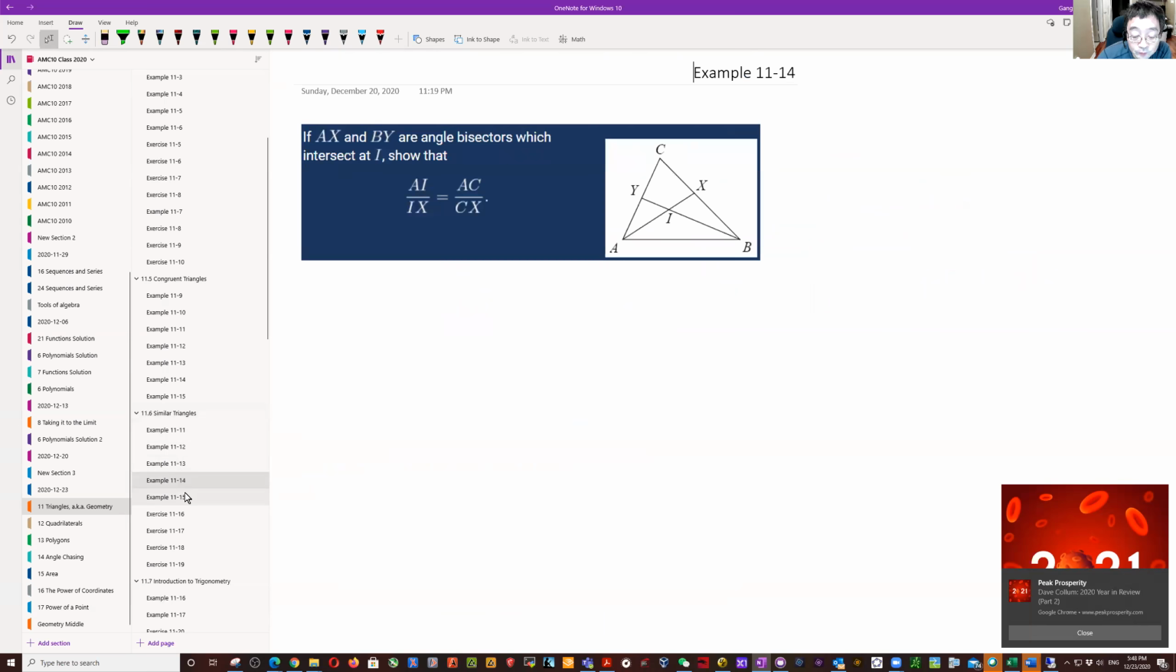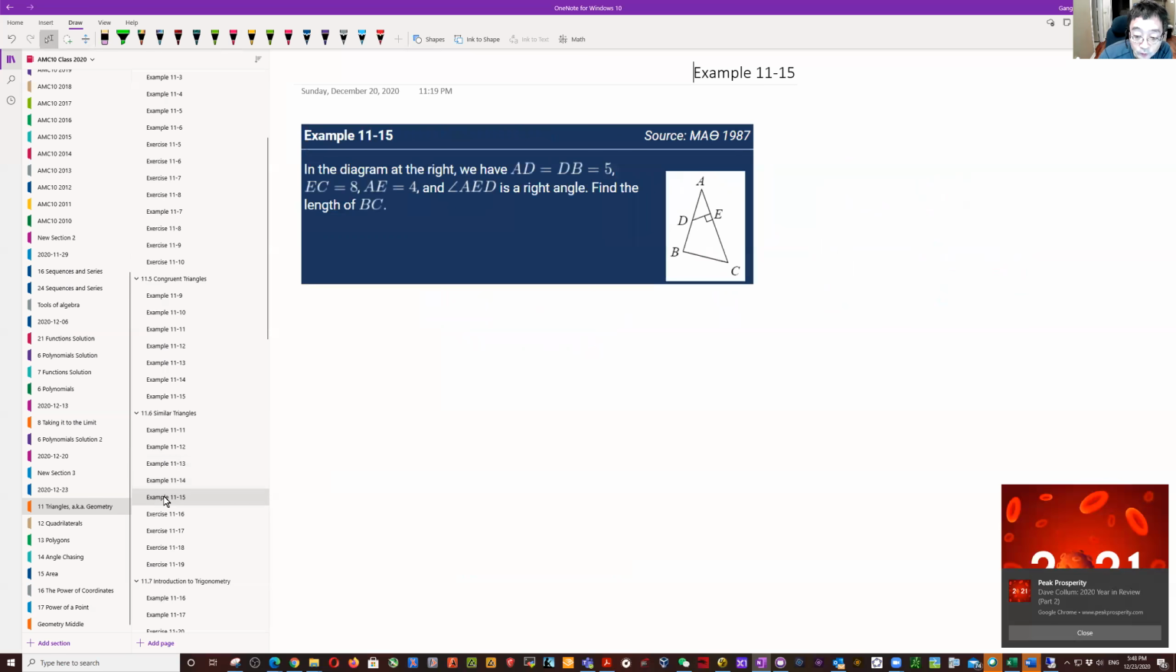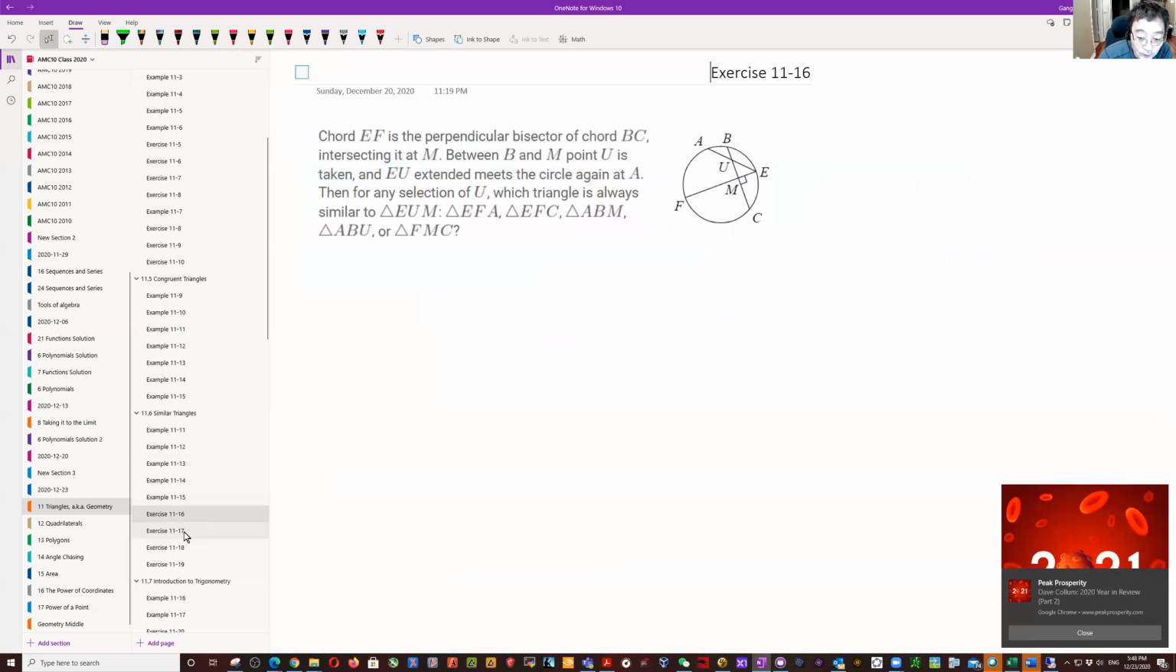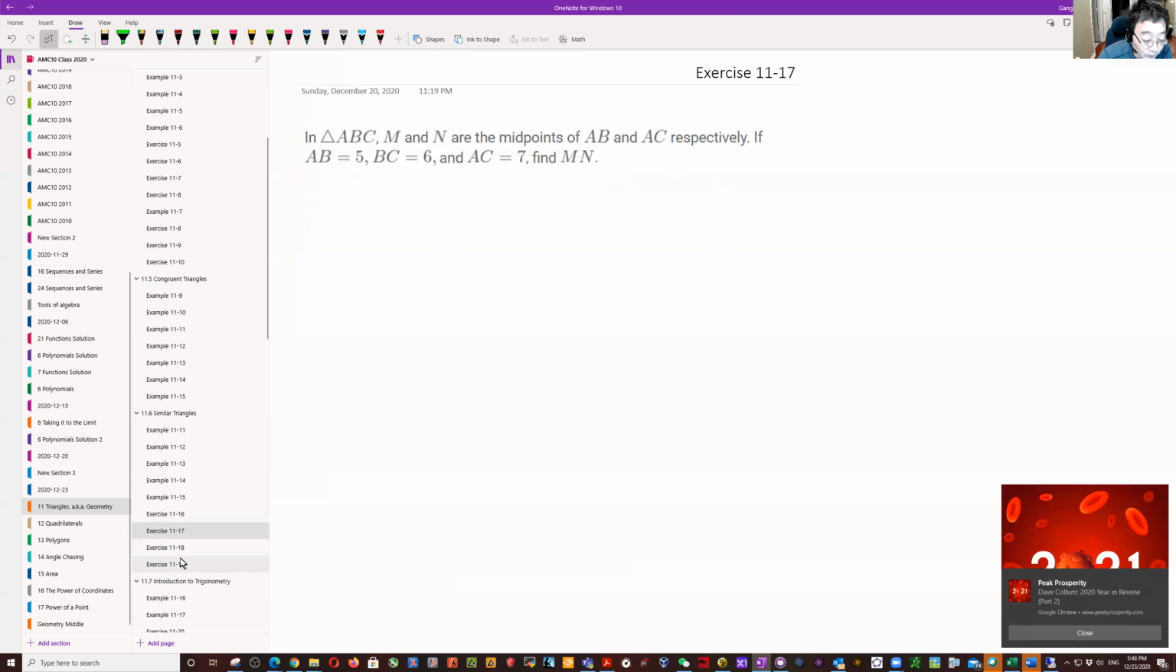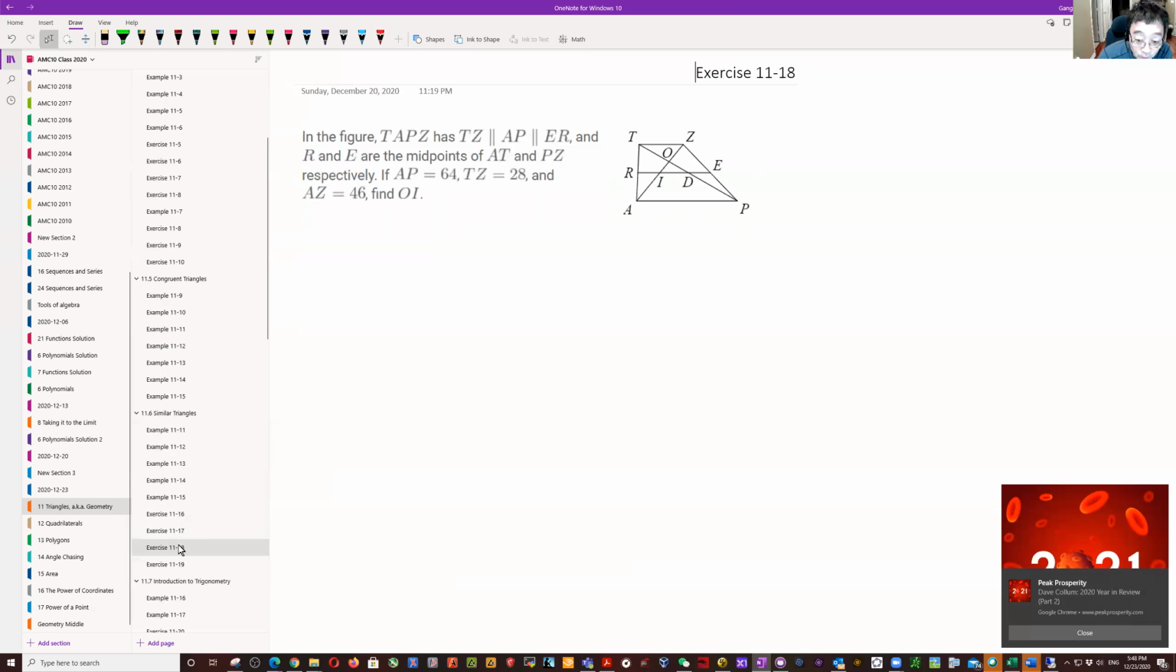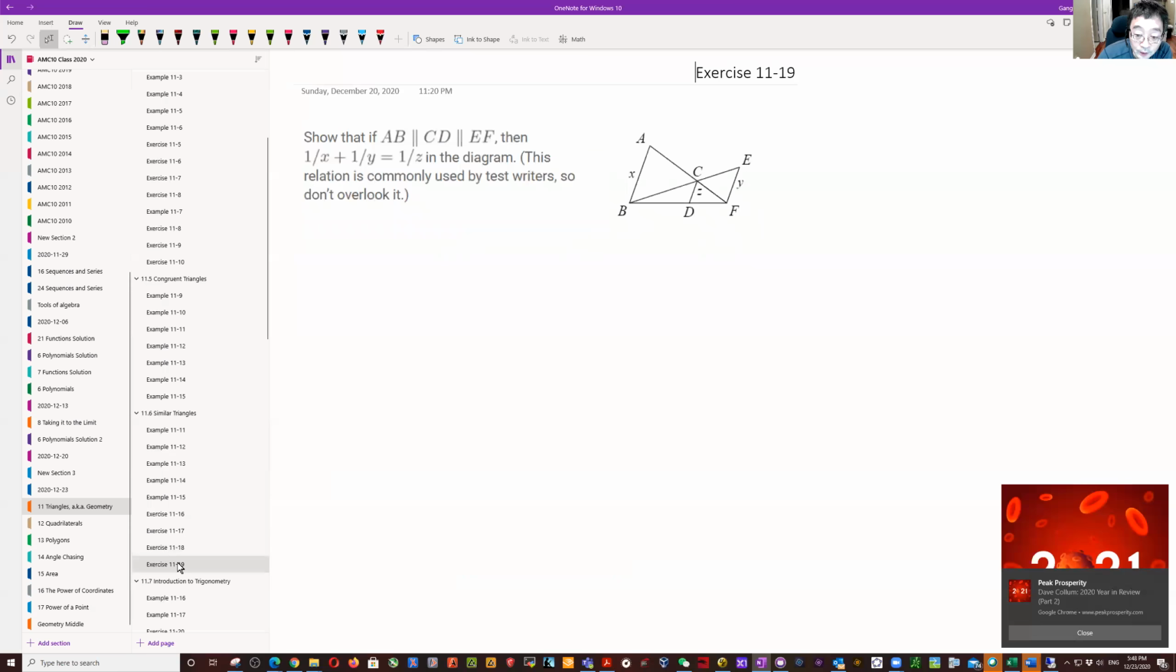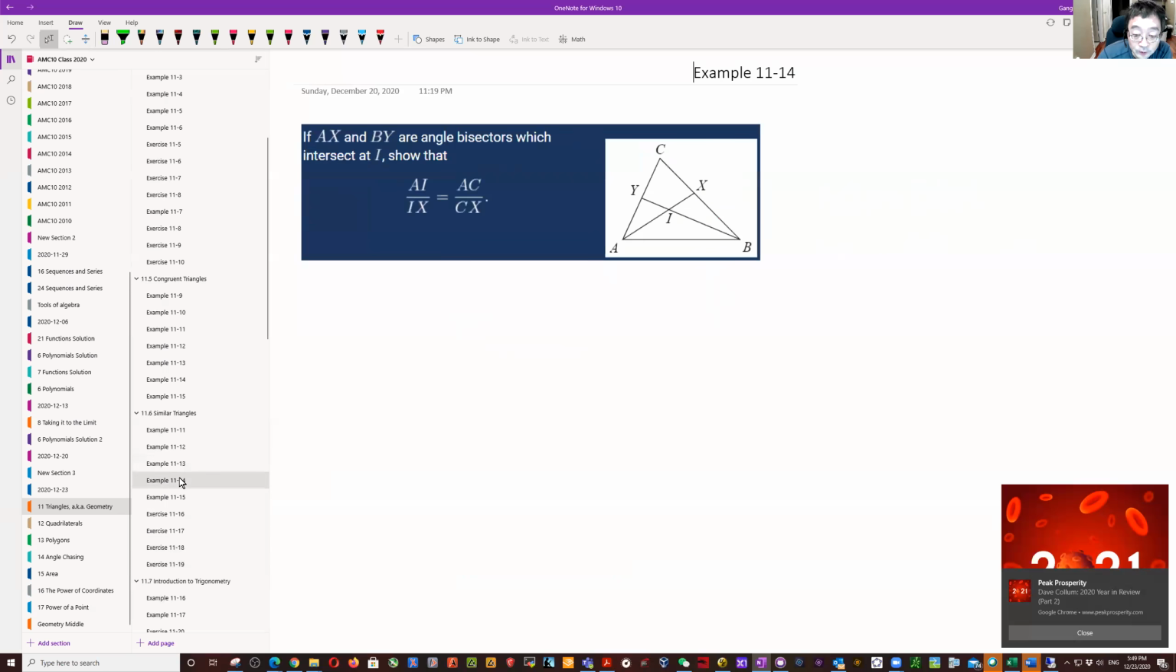Similar triangles: let me just do a few more of those problems. With similar triangles, you actually have to look for it, expect it, and really hunt for it. So let's try to do a few, just to get used to it.